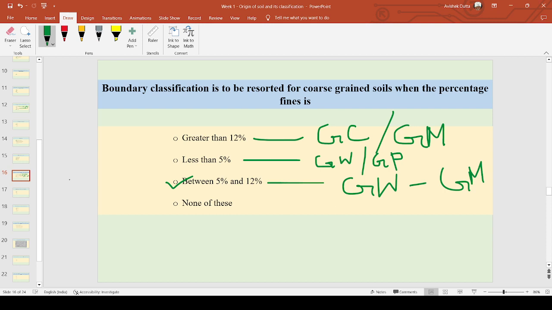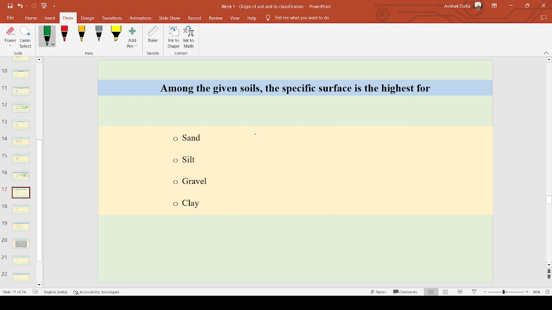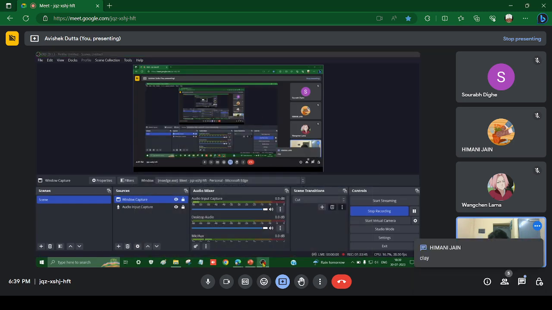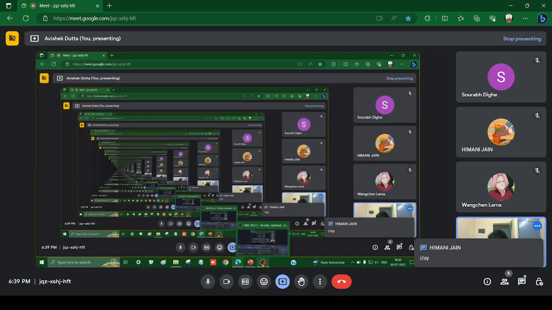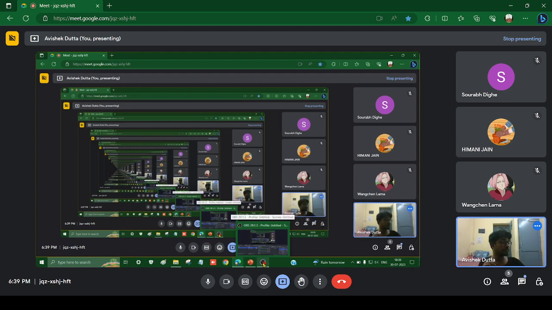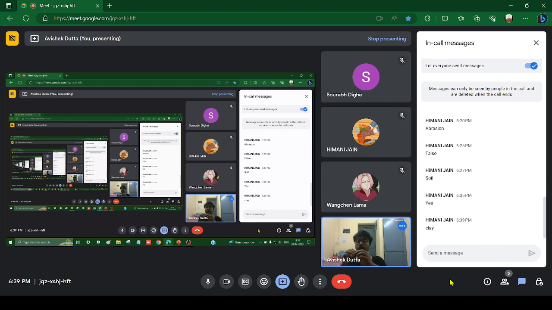Next question. Among the given soils, the specific surface is the highest for. This is a very interesting question to discuss, and it is significant for the engineering properties of soil. Which of these has the highest specific surface? Any answer? Clay. Yes. Why clay? What is the reason for clay having the highest specific surface among all these kinds of soils?